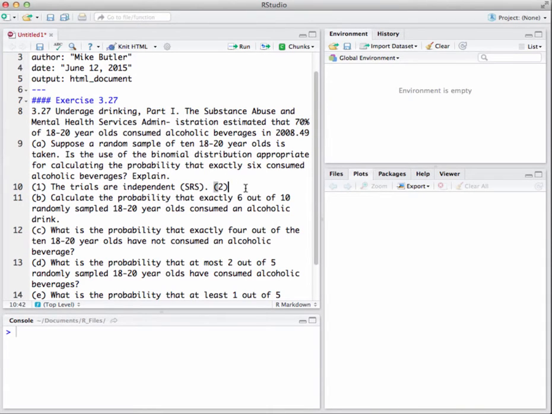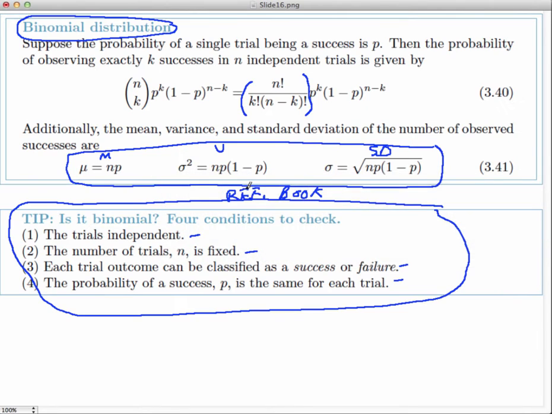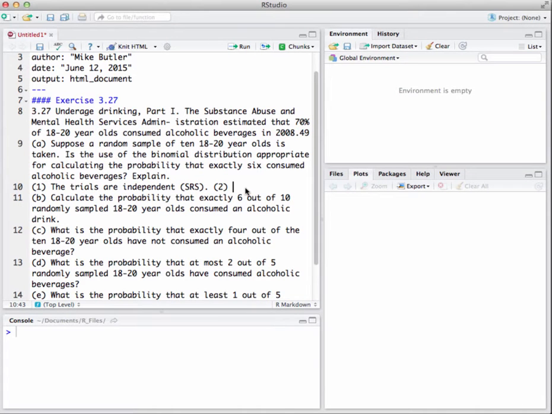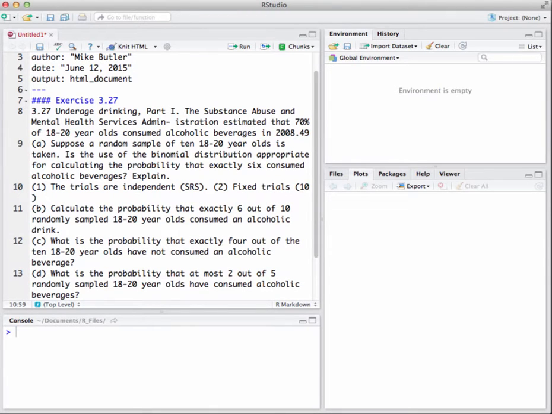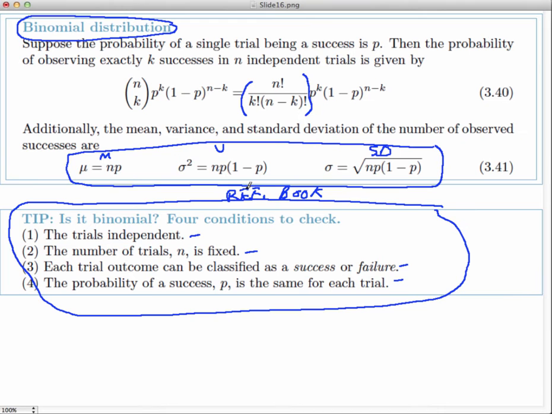So part number 2, what do we know? Let's take a look. And it says part 2, is the number of trials fixed? And you go, yes, fixed trials. And I'm going to say there's 10. So I'll put that in parenthetically. That's a good thing to know, okay? And then the third thing, what do we know about our third thing here?